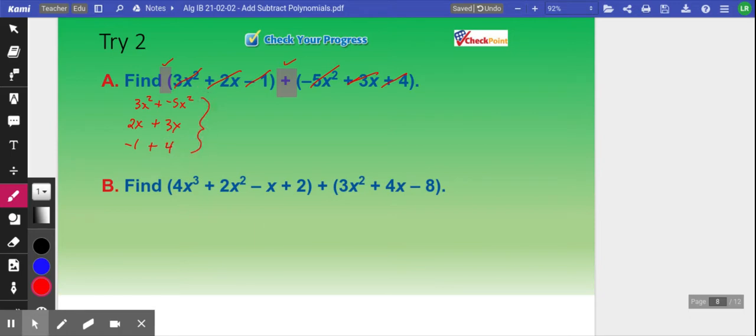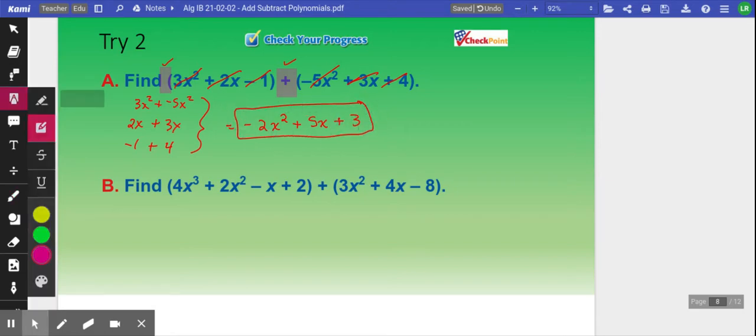Okay, remember, when we're adding, we don't mess with exponents at all. We just add the coefficients. 3x squared plus -5x squared is -2x squared. 2x plus 3x is 5x. And -1 plus 4 is 3.